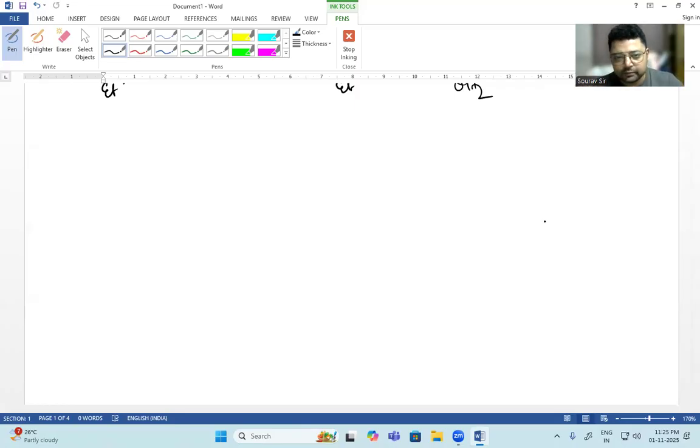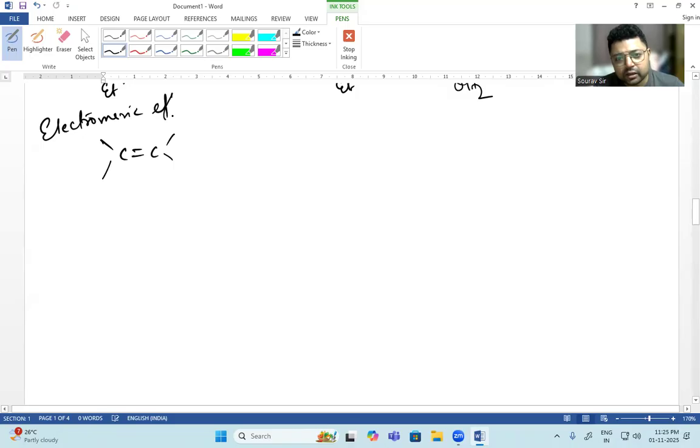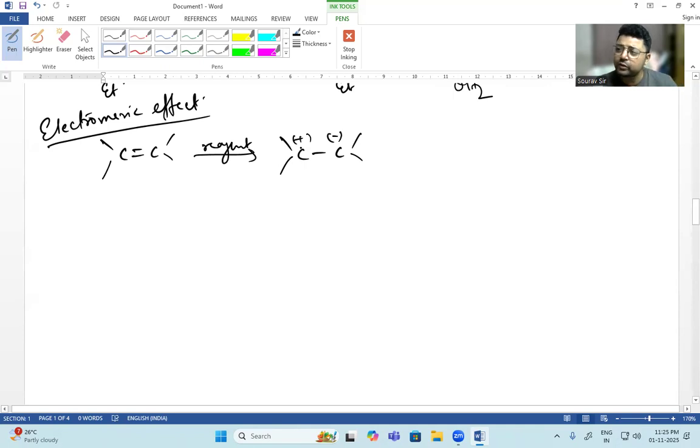It is just a double bond, and in the presence of any reagent it will show its polarity, a positive and a negative charge. If the reagent moves away from it, then again it will join and form a double bond. So this is a temporary polarization and this is a permanent polarization.